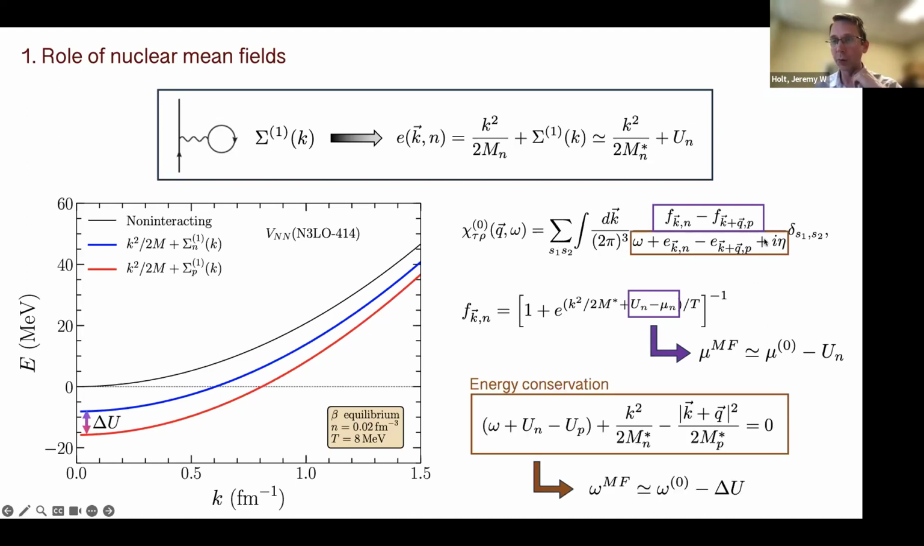For neutrino absorption, the primary effect is shown here in the denominator. We want to extract the imaginary part of the response function, which is related to the dynamical structure functions. So we're basically setting that denominator equal to 0. And what we see is that generically, the energy at which these processes occur gets shifted by that mean field splitting between neutrons and protons.